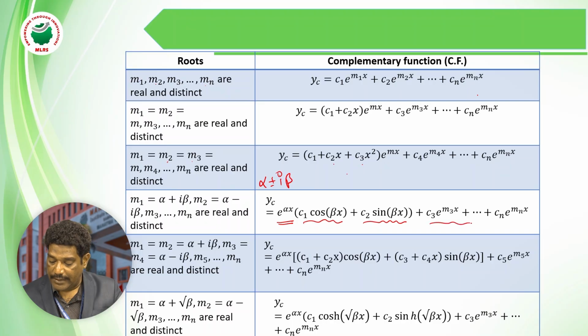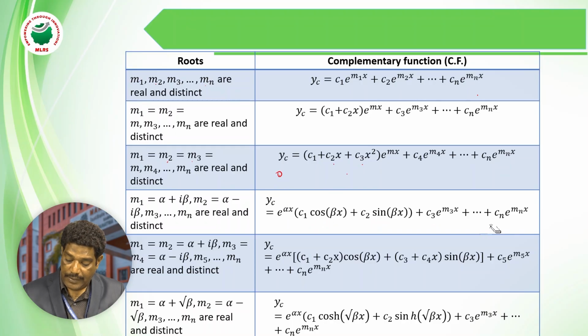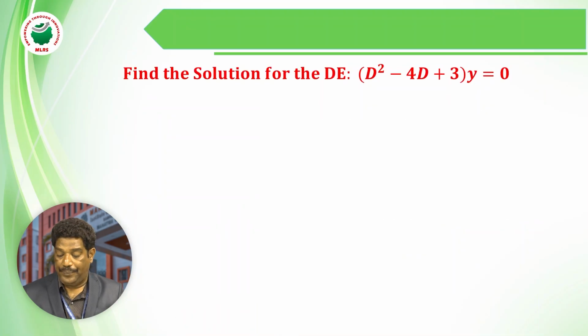And the remaining roots can be written in the same way. Okay, so this is the same procedure we can follow. Now let's start with one example. Here I'm going to take one example. Here you can observe the right side will be 0.